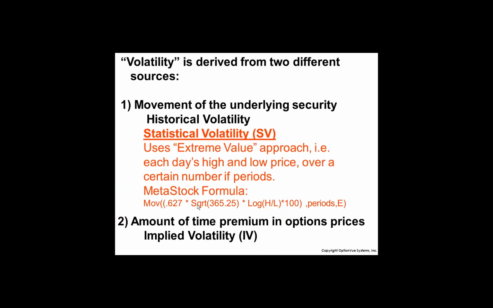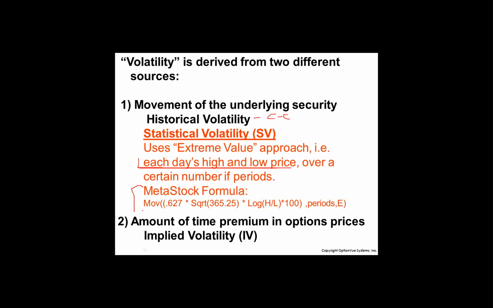Now, let's look at statistical, because this is the way OptionView likes to look at this, and we're going to tee off on this angle when we go to our indicator to help us make heads or tails of all this. Statistical is going to help you look at the extreme levels of each day, the extreme value approach. We use each day's high and low price over a certain number of periods, not close to close. Historical vol is close to close. With statistical, we're looking at each day's high and low.